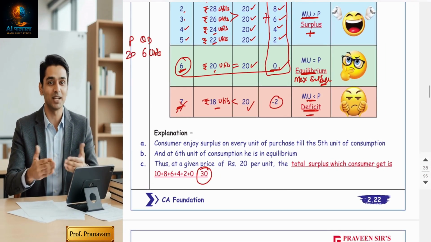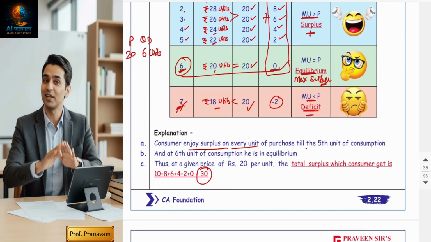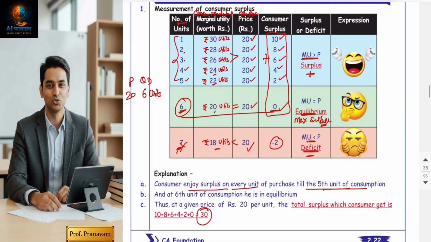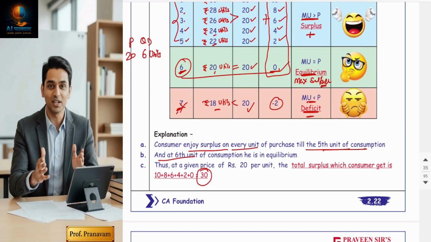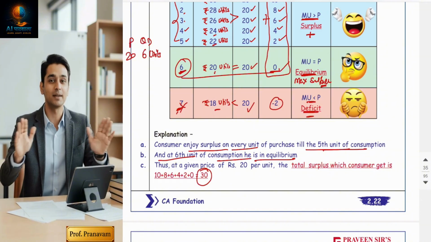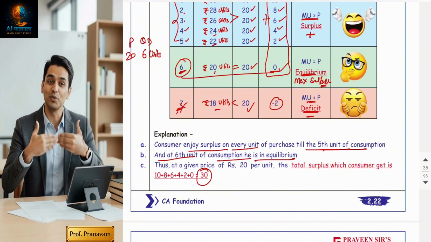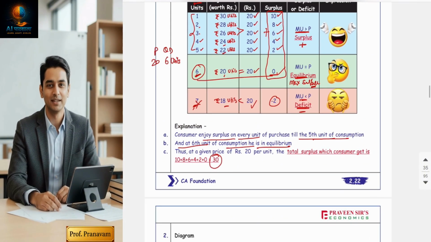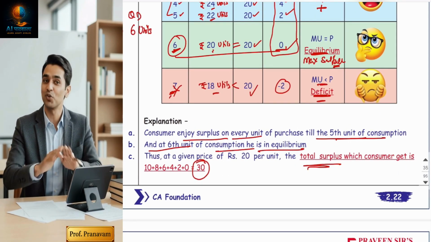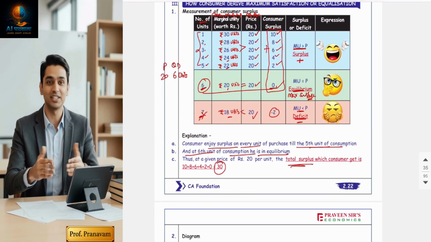See, consumers enjoy surplus on every unit by purchasing till the fifth unit of consumption. See, the blue shade is where my consumer surplus was positive. And at the sixth unit, consumer surplus is in equilibrium. It means I feel I'm totally satisfied. Beyond that, not worth buying, I'm not going to purchase it. So my total surplus is 30. Right? Hope you understood the explanation.